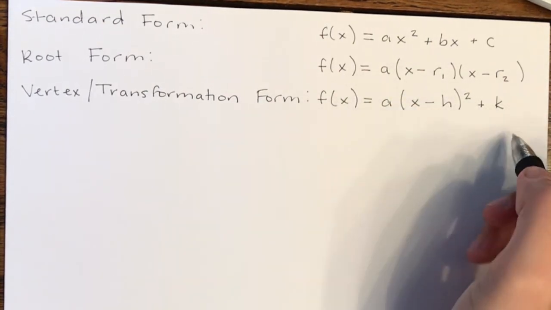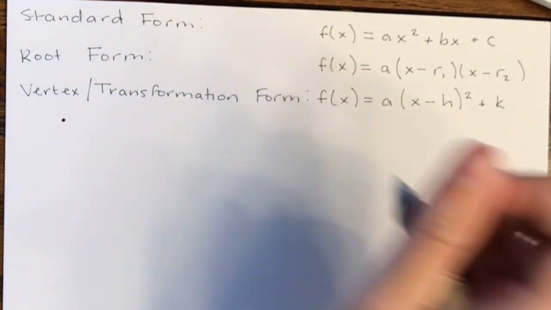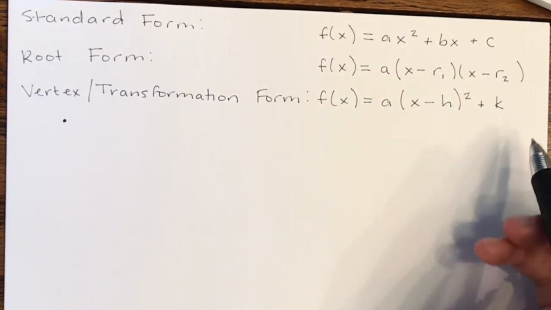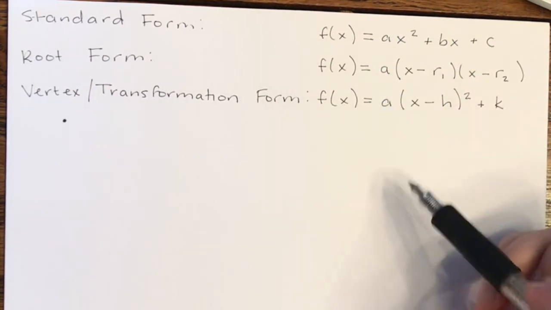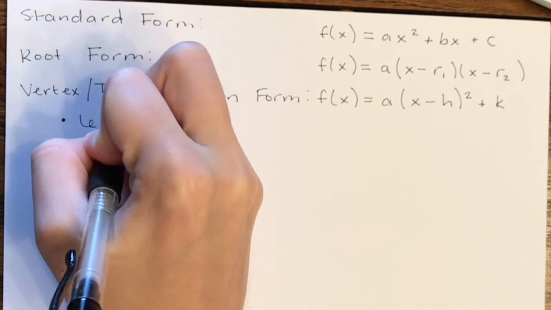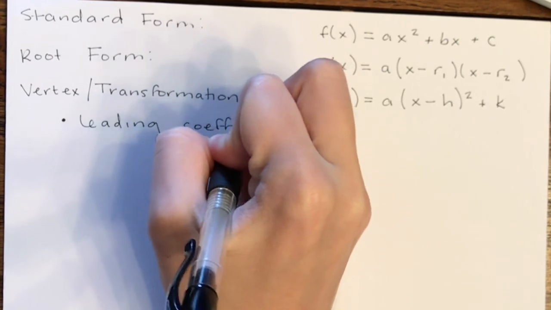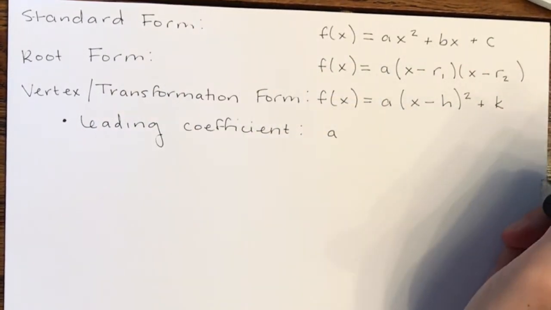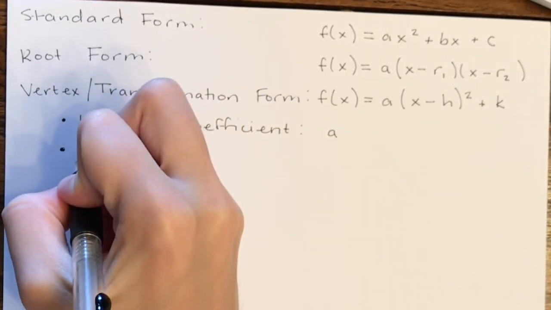So let's look at what the different pieces of these represent. First of all, what do all of these have in common besides x and x squared? They all start with a, right? They all start with the same leading coefficient. What else?